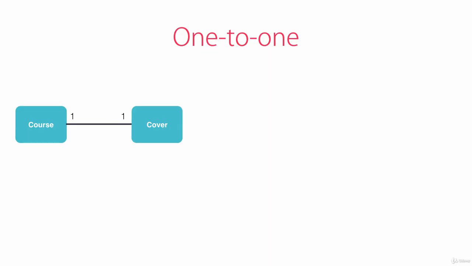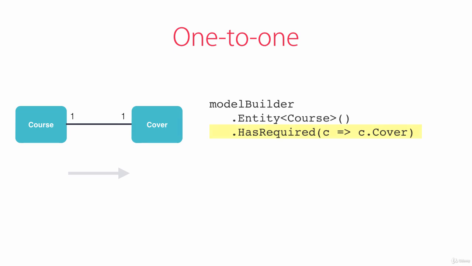So here we have a course and a cover. A course has one cover, and a cover belongs to one course. Let's start configuration from left to right. So modelBuilder.Entity of Course HasRequired Cover. Nothing new so far. Okay, now the reverse. But I got a question for you. In this relationship, which type is the parent and which type is the child? Course is the parent and cover is the child.